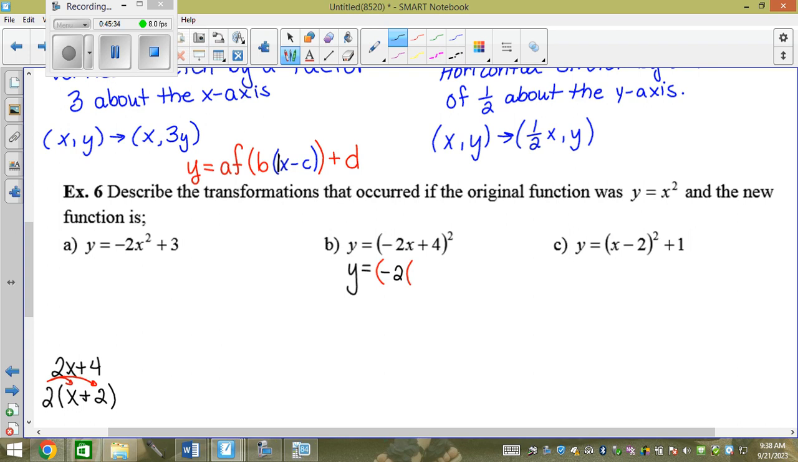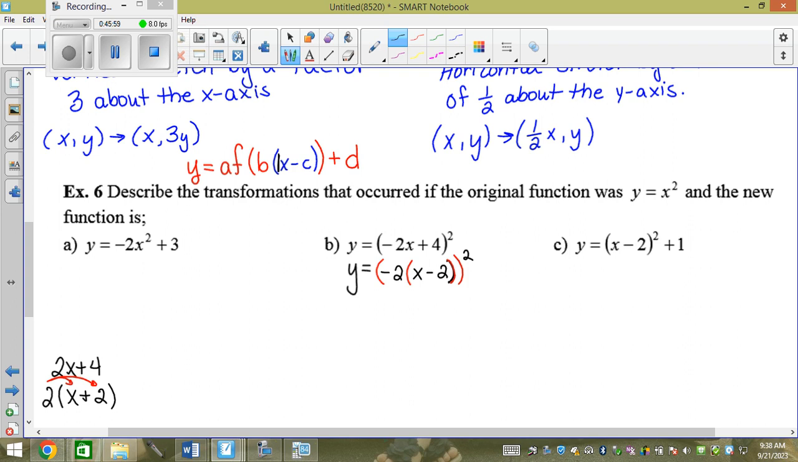So when I take that negative 2 out, because I can't have a negative 1 in front of my x either, I'm left with x minus 2 squared. So this actually isn't 4 to the left, it's actually 2 to the right. And if you forget to take that out, which you will, common error 101, you're going to need to make sure you have a 1 in front of your x.